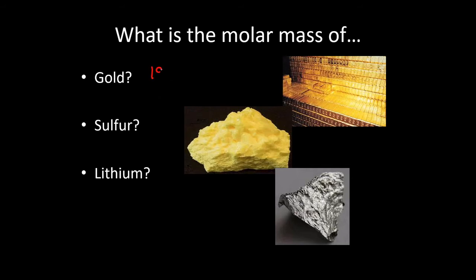So, 196.97, is that right? Yeah, 196.97 grams per mole. Again, we are just taking the number from the periodic table, and whatever that mass number is on the periodic table, that is the number of grams in every mole of that material. So sulfur is going to be 32.06 grams per mole.